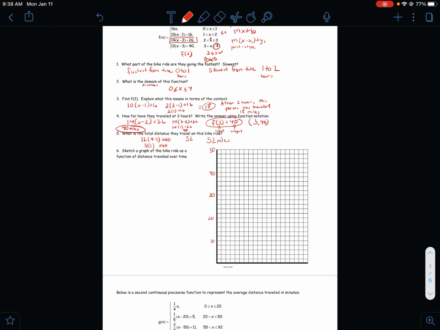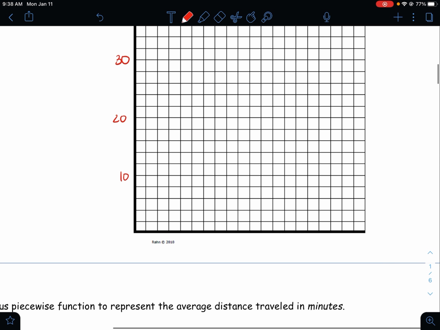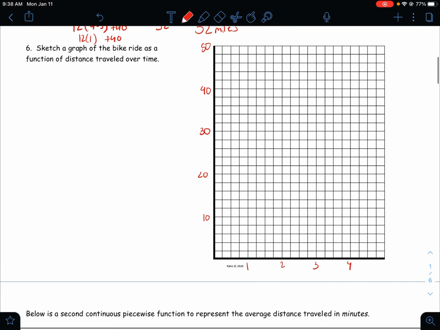So now let's go ahead, and we know we have to go up to 4. So how about we just go 1, 2, 3, 4. All right, this way we can kind of separate them.